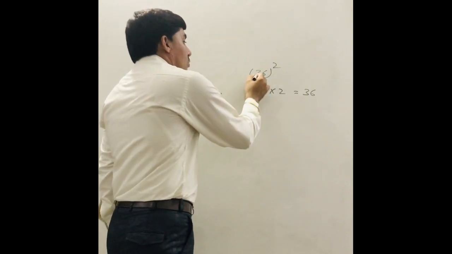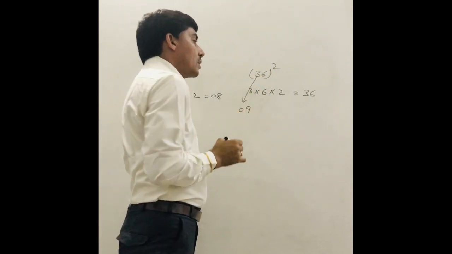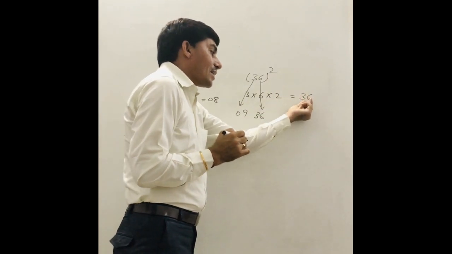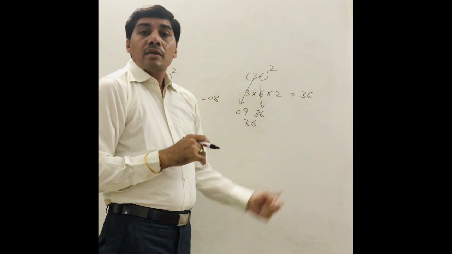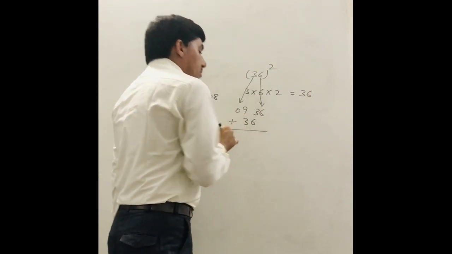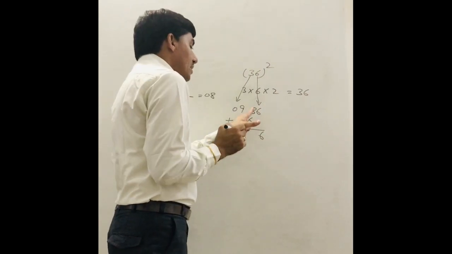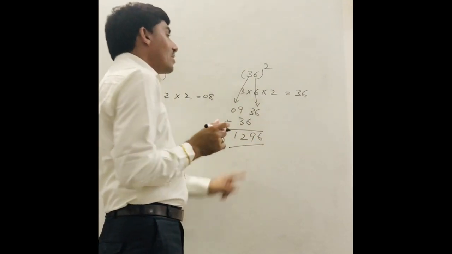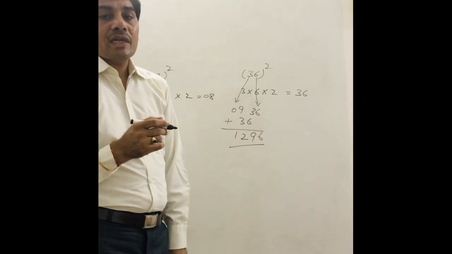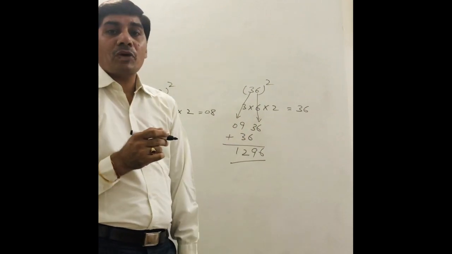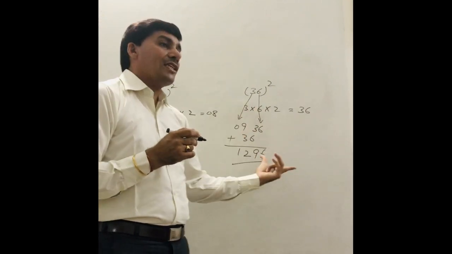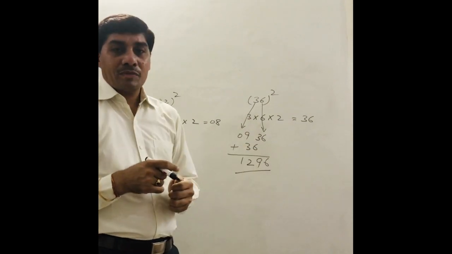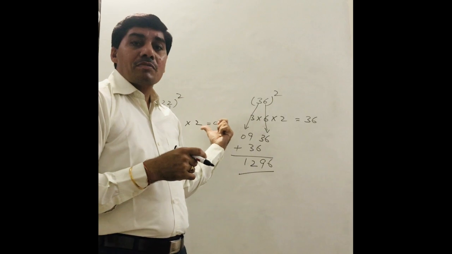In the next step, we have to write the square of 3 is 9 and the square of 6 is 36. And add these 36 in this number, leaving the first 3. Now add these numbers. The first digit 6, then 3 plus 6 is 9, 9 plus 3 is 12. So the square of 36 is 1296, which is a very easy method to find the square of two digit numbers. But we can apply this method in two-digit numbers only. For the three-digit numbers, we have to apply the universal method, which was discussed earlier.